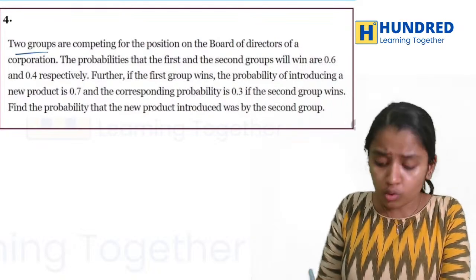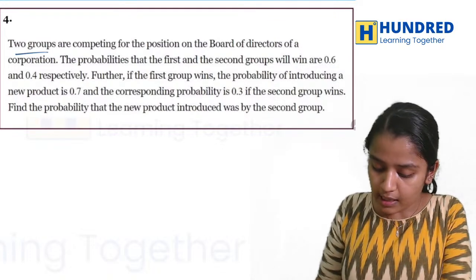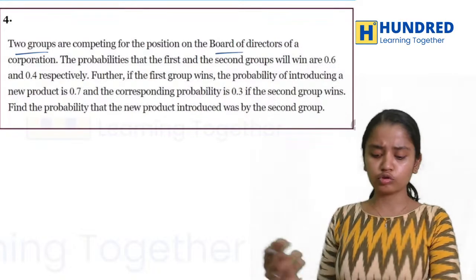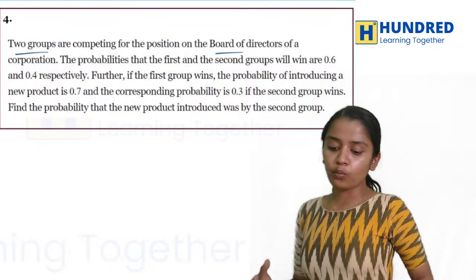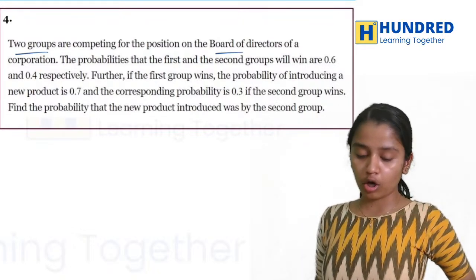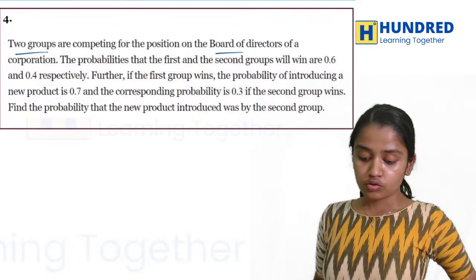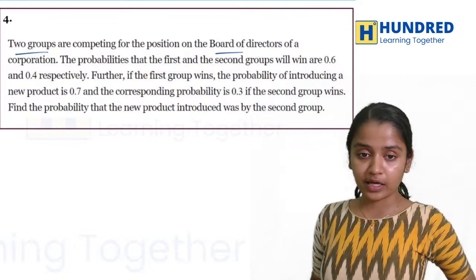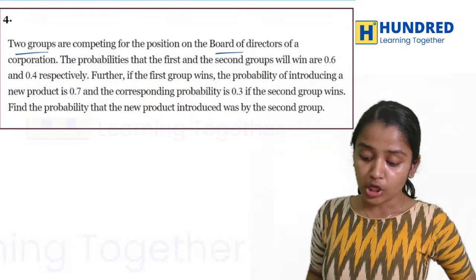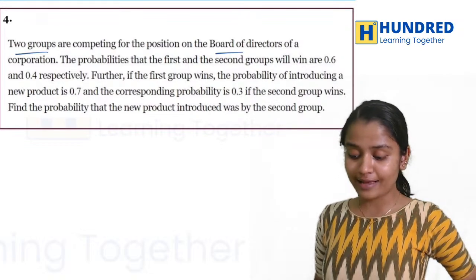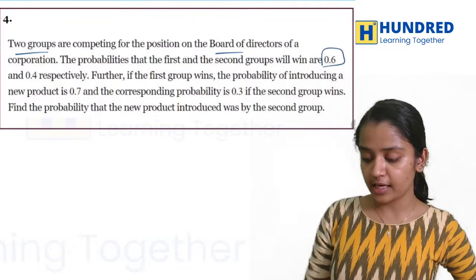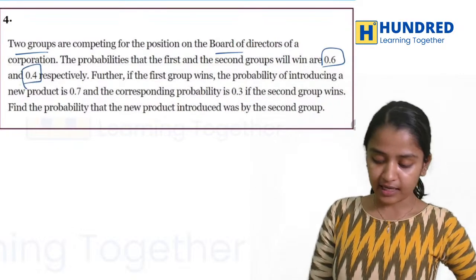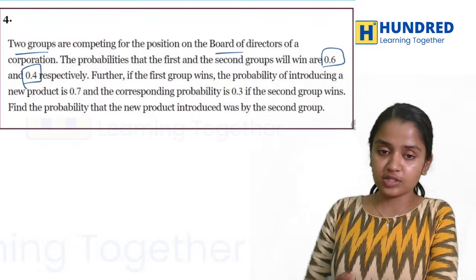So 2 groups are there. 2 groups are competing for position on board of directors of a corporation. Okay, so two groups compete for the board of directors. The probability that the first and second group will win: the probability of the first group winning is 0.6, the second group winning is 0.4.